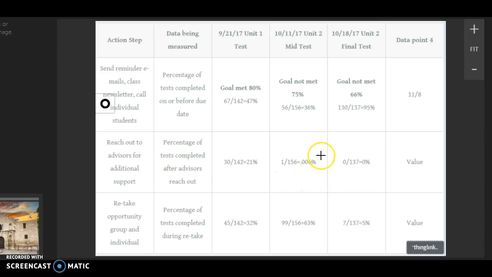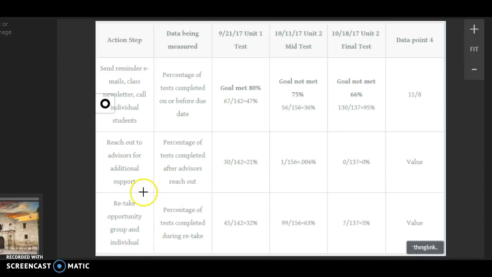The next test, my advisors focused on no start students. So they didn't have much impact on the overall amount of tests that came in. Same with the second test. There wasn't a lot of students who took their test after advisors reached out.